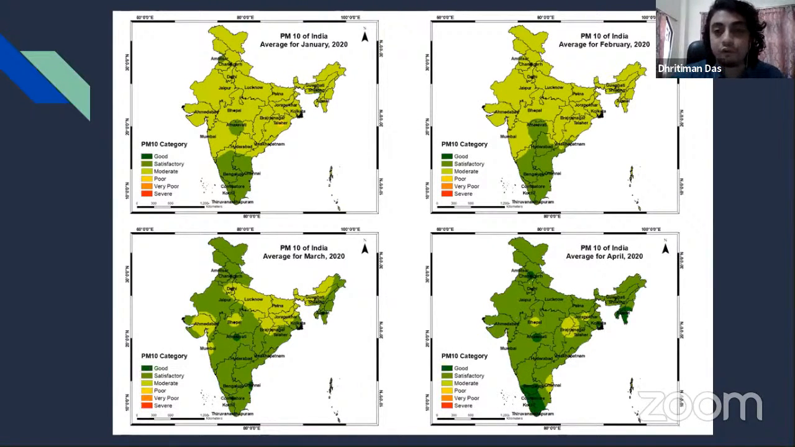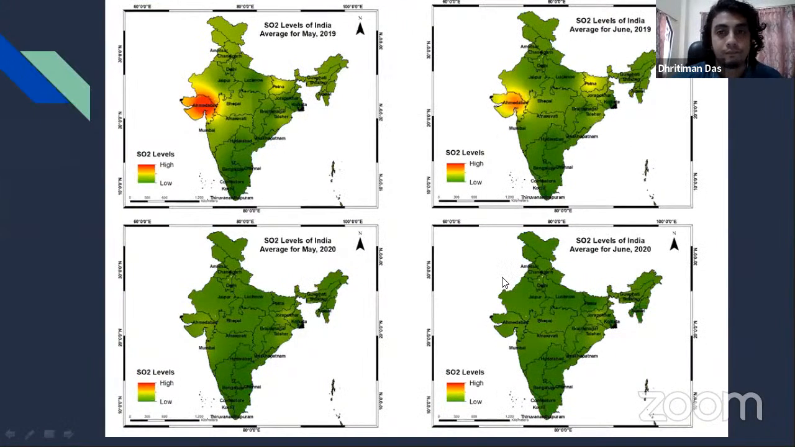A similar trend can be seen for this also. These are maps for sulfur dioxide. Here you can see there's a huge drop in some places, especially this place, Ahmedabad. This city is quite polluted. You can see there's a huge drop in both months, in the two different years.